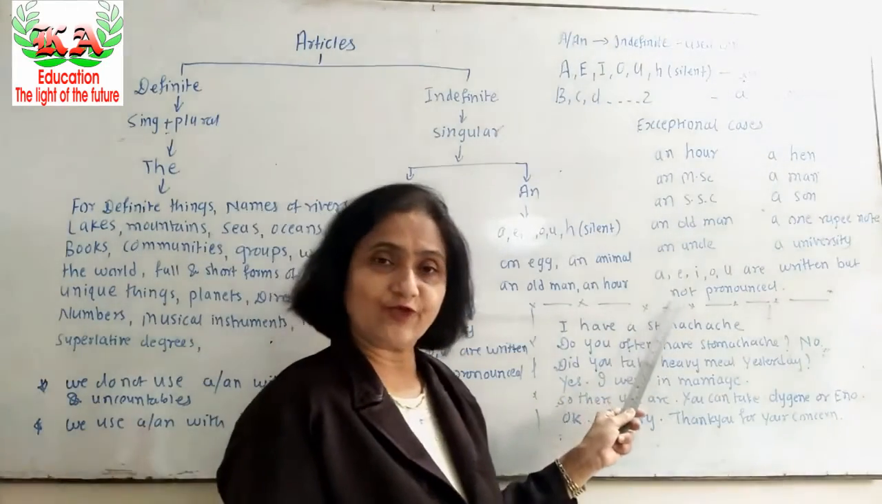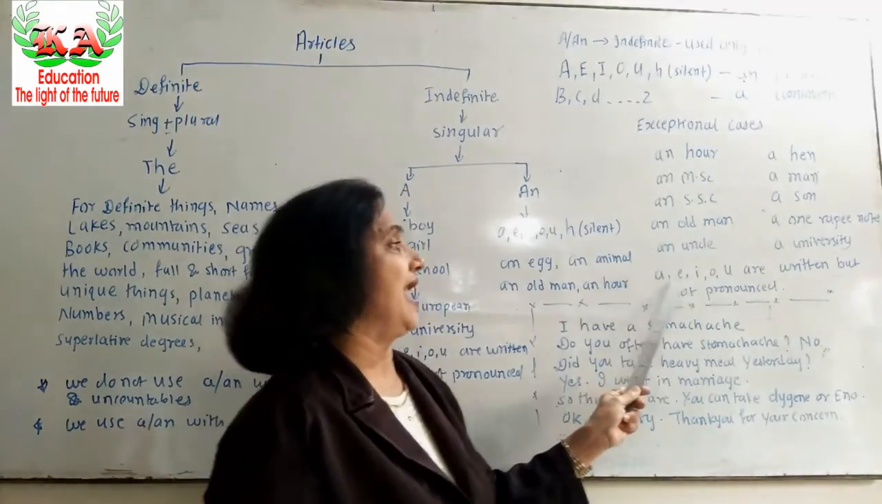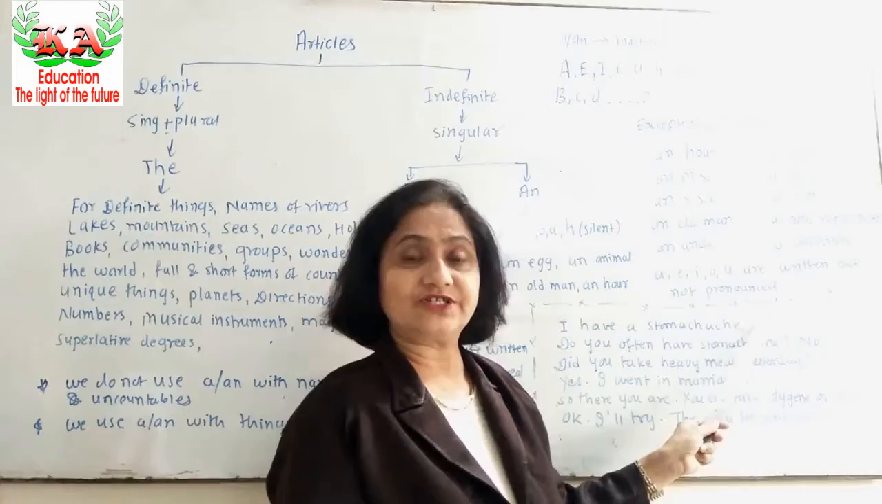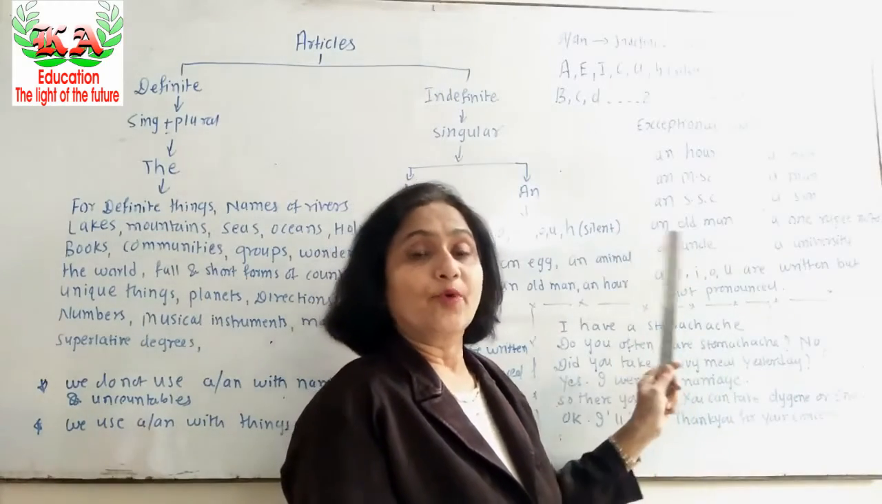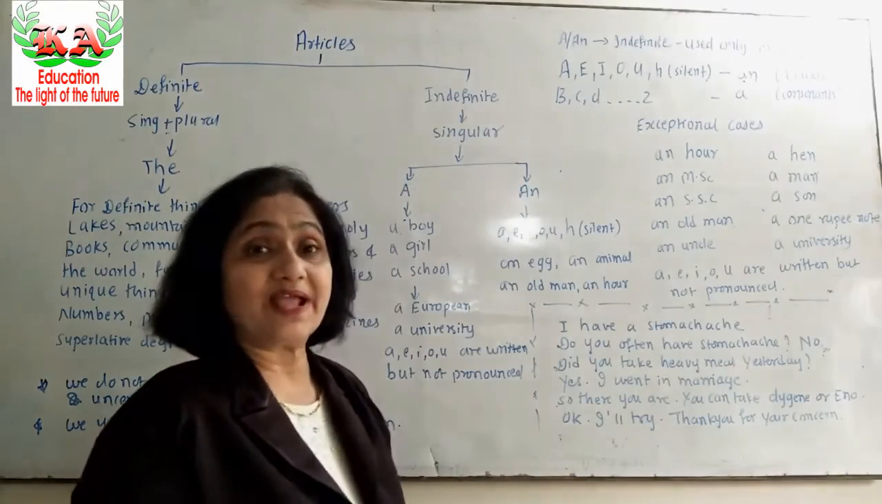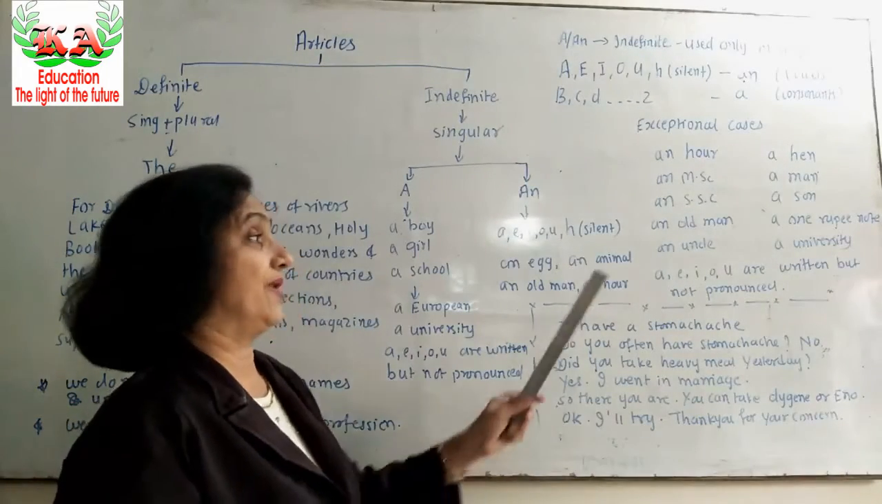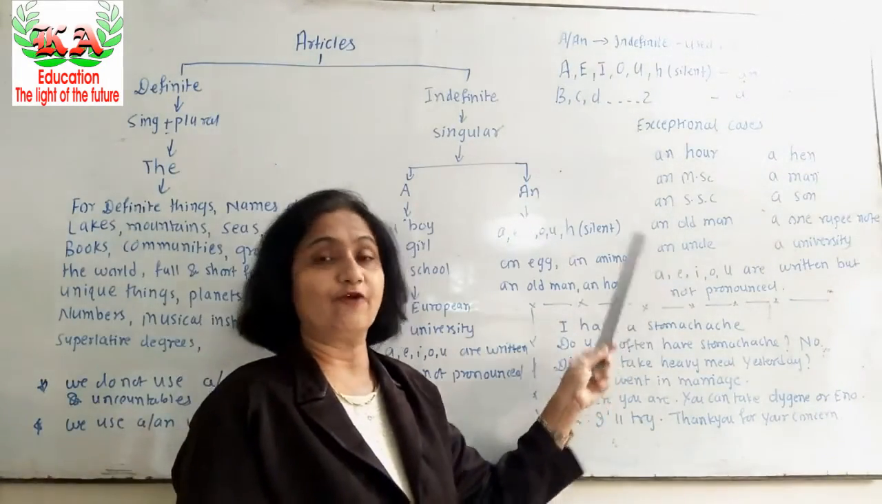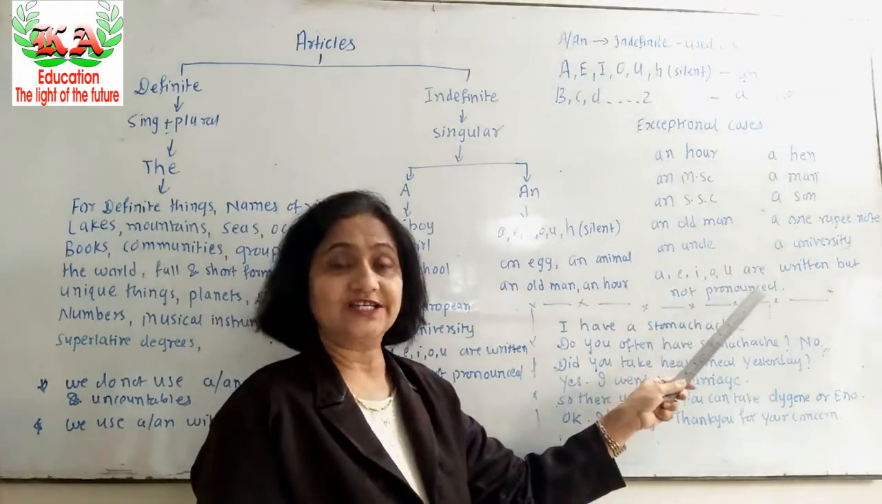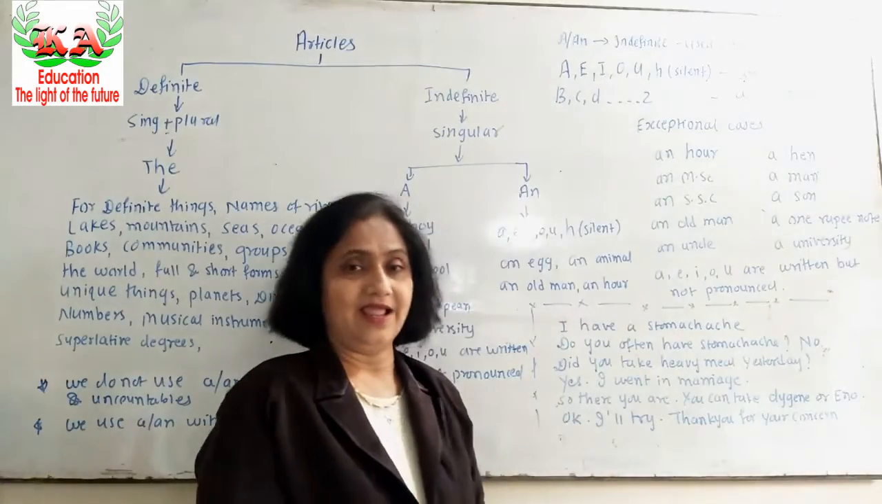So what we have to remember is, when A, E, I, O, U are written but not pronounced, we have to put accordingly vowel or consonant. So it depends on the pronunciation. If the pronunciation is of a vowel, we have to put an, and if the pronunciation is of a consonant, we have to put a.